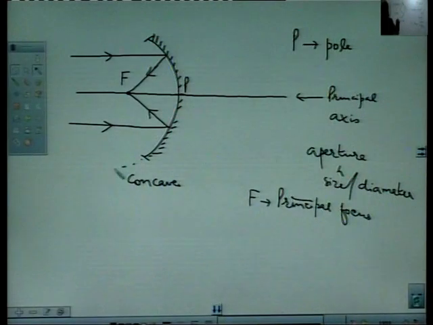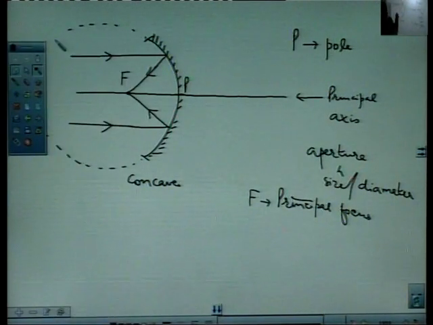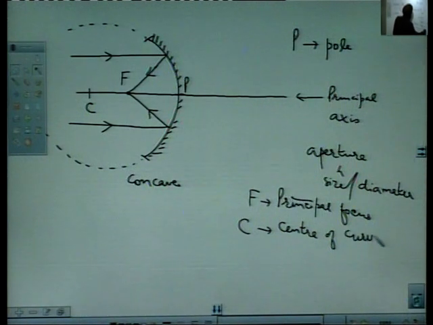The center of the sphere from which this mirror has been taken is called C. C is called center of curvature. The distance from P to F is called focal length.